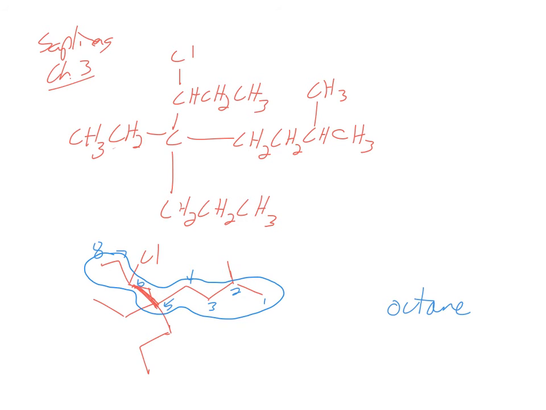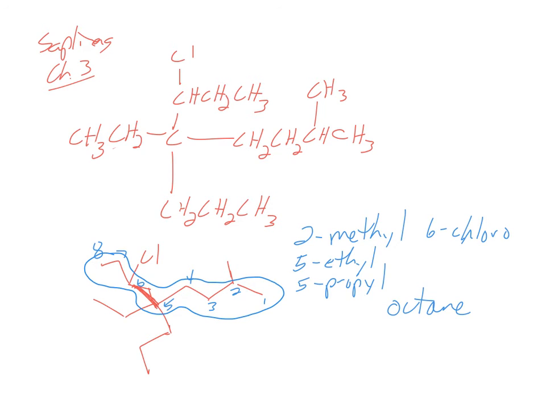It has, let's see, a methyl off carbon 2, so 2-methyl, looks like it has 5,5-diethyl, there's 2 ethyls off 5, everybody see that? Nope, 1's a propyl, I lied, 5-ethyl, 5-propyl, and it looks like 6-chloro.